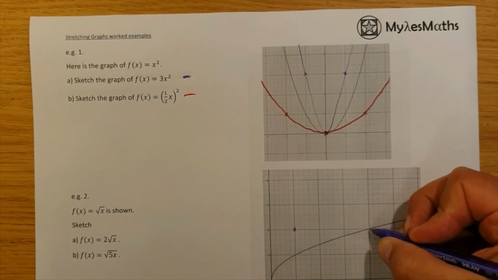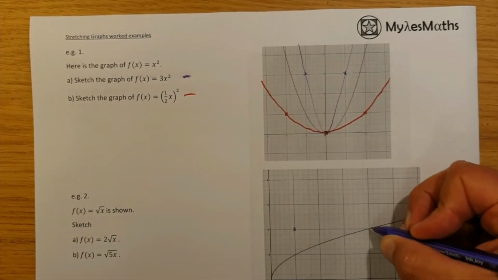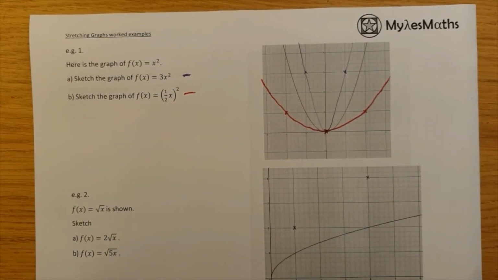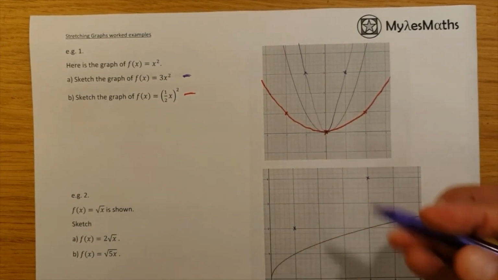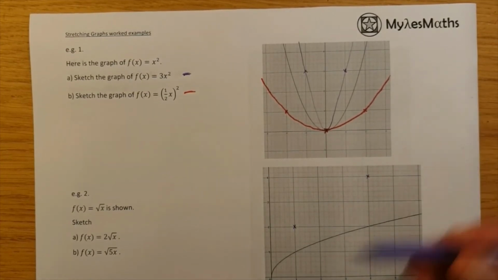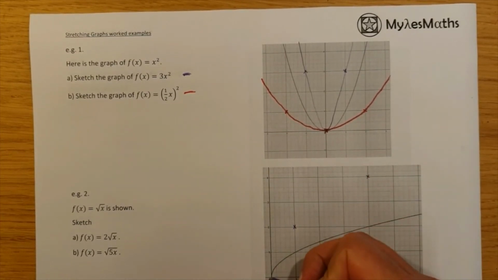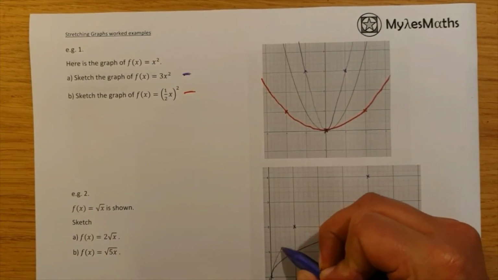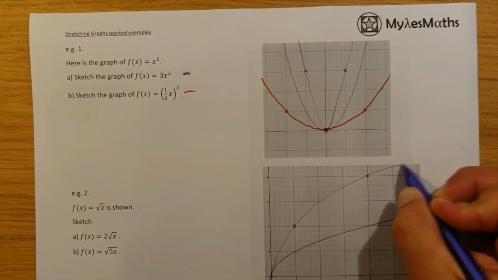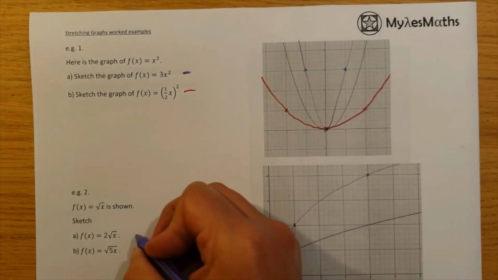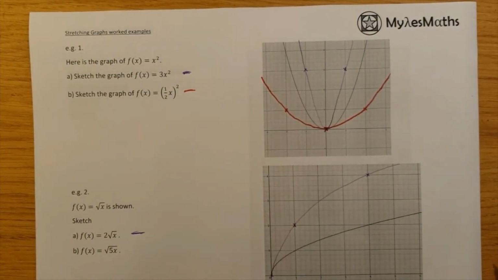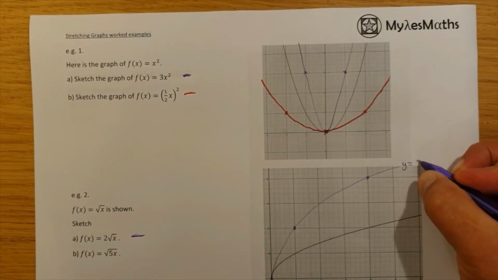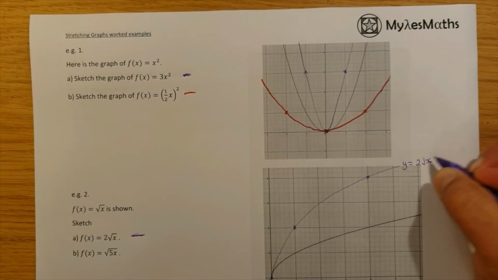Here I've got the point 4, 2. So this again will be stretched by a scale factor of 2. So I must be going through the point 4, 4. I'm stretching away from the x-axis. So any point that's on the x-axis here is invariant. So it doesn't move. And I can just sketch that in kind of like that. And there's a sketch of, you could put it on there actually, y equals, or f of x equals 2 root x. You could label this if you wanted to.